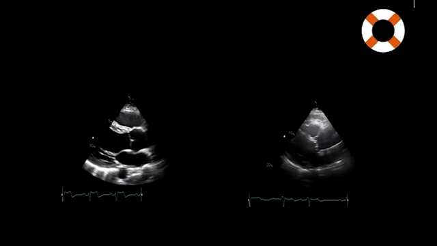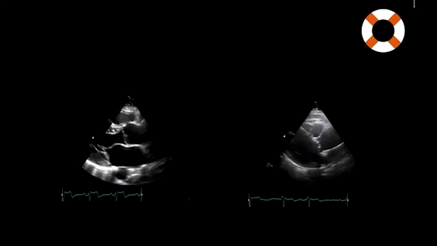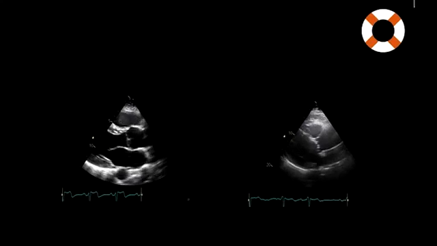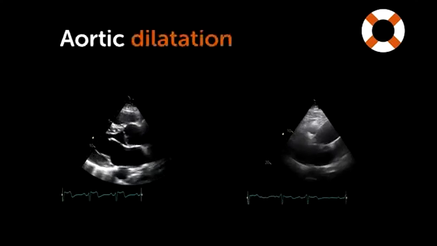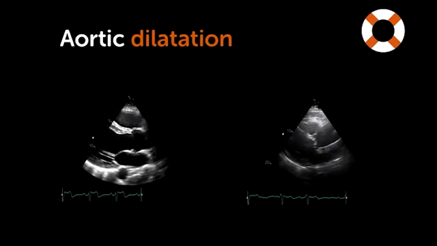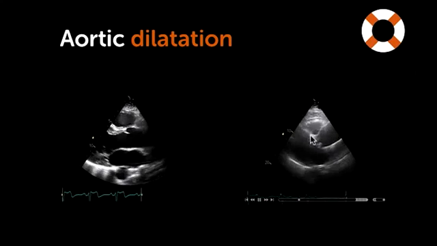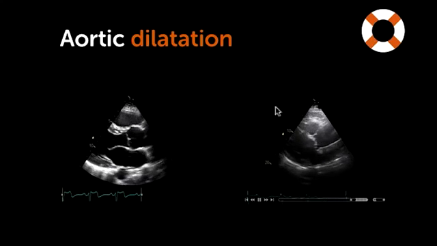Do you recognize the difference between the image on the left and the one on the right? Aside from the fact that the image quality is poor on the right? I'm sure you do, because what we have on the right is a patient with a dilated aorta. The aorta is much wider than, for example, the aortic root.